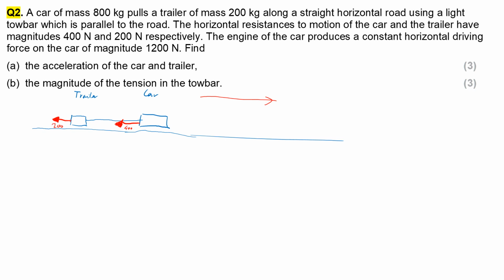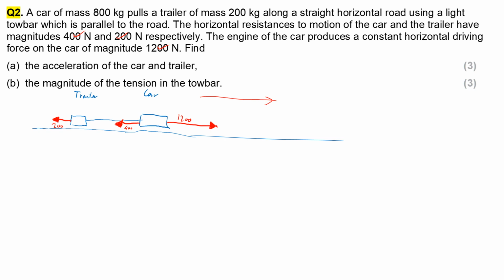What else? The engine of the car produces a constant horizontal force, so that's going forward, and it must be quite a big force, otherwise the car and the trailer are not going to move. So this is 1200. So I've done this: 400, 200, 1200. Find the acceleration of the car and the trailer.